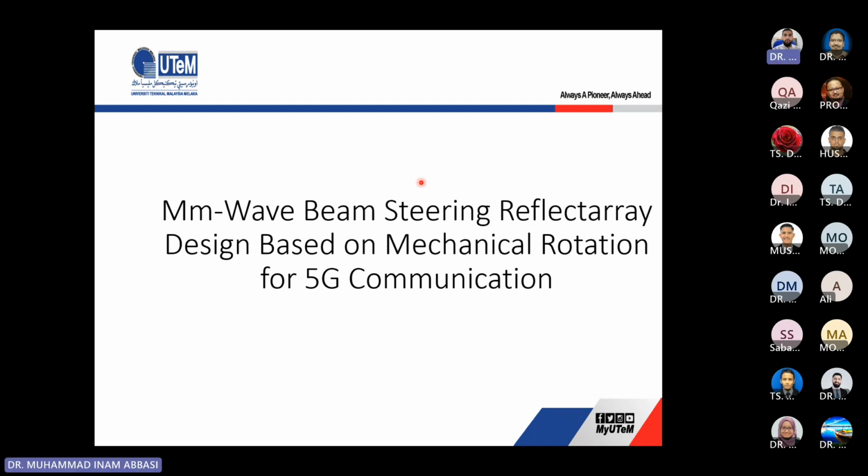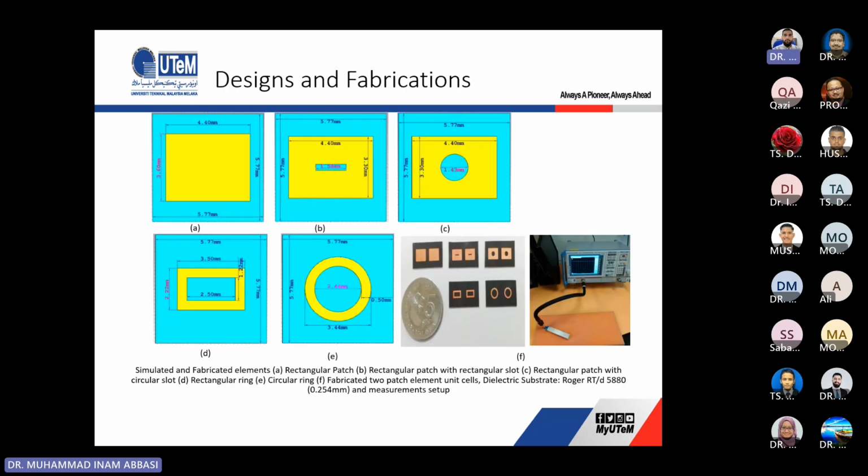The next thing that we did is the millimeter wave beam steering reflectarray design. We designed it at 26 gigahertz, based on mechanical rotation, for 5G communications. These are some of the elements that we investigated. For 26 gigahertz, the dimension was 5.77 mm for the substrate. Then we did the fabrication similarly as I showed earlier, so I will not go into the details.